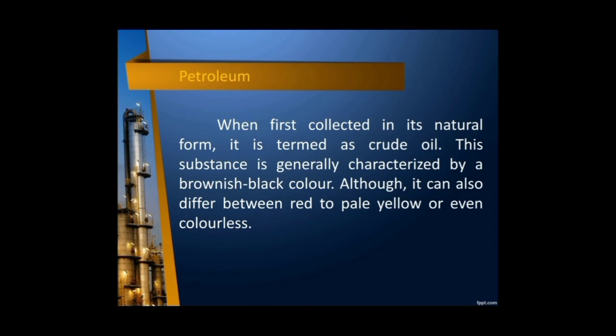When first collected in its natural form, it is termed crude oil. This substance is generally characterized by a brownish-black color, although it can also vary from red to pale yellow, or even colorless. Its thickness varies from a nearly solid tar-like consistency to low viscosity, almost like water.